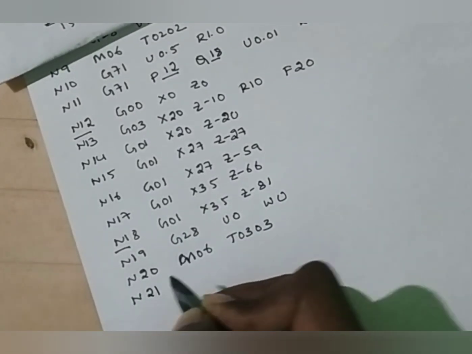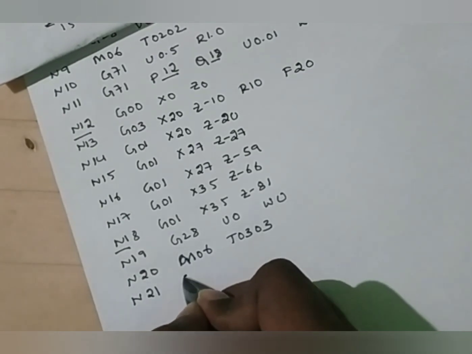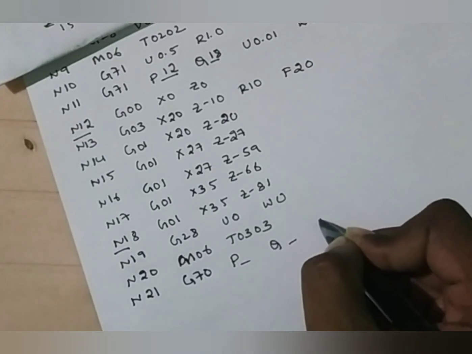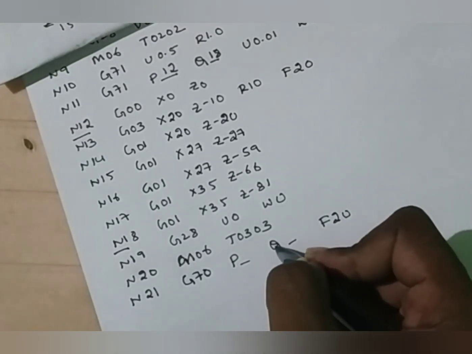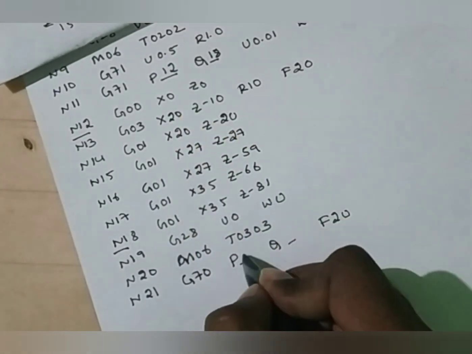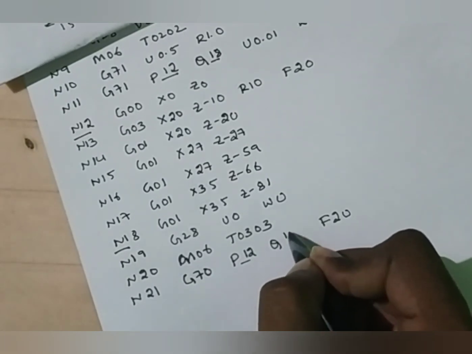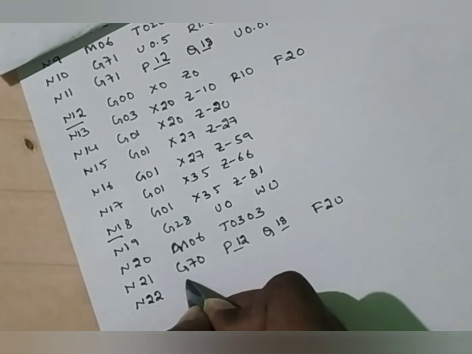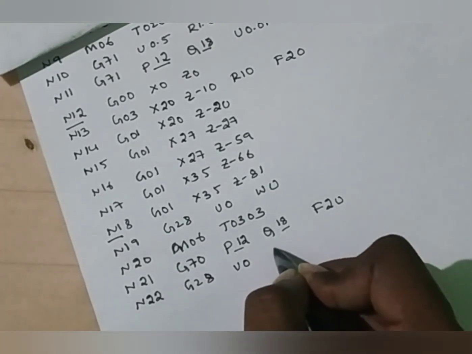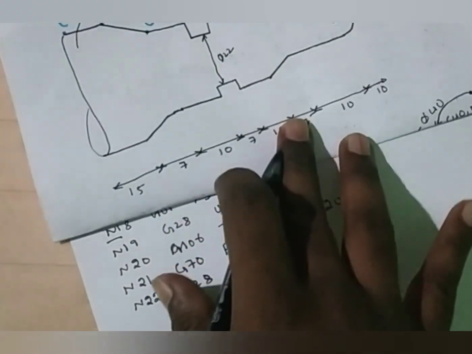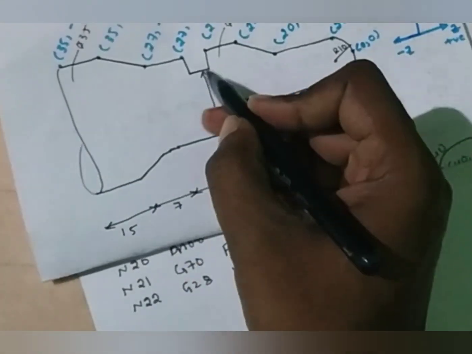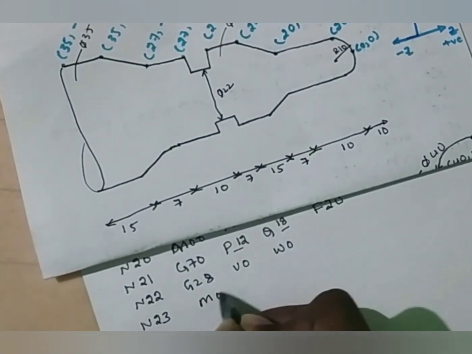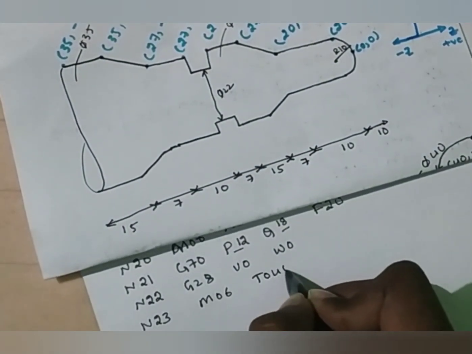Next N21. Write syntax for finishing, that is G70, P value and Q value and feed value let it be 20. Okay, P value and Q value are the same as that of step turning, P12 and Q18. Now the finishing operation is also over. Send the tool to its reference point, G28 U0 W0. Okay, finally we have to do the grooving operation at this point. Now select the tool for grooving, N23, M06, T0404.